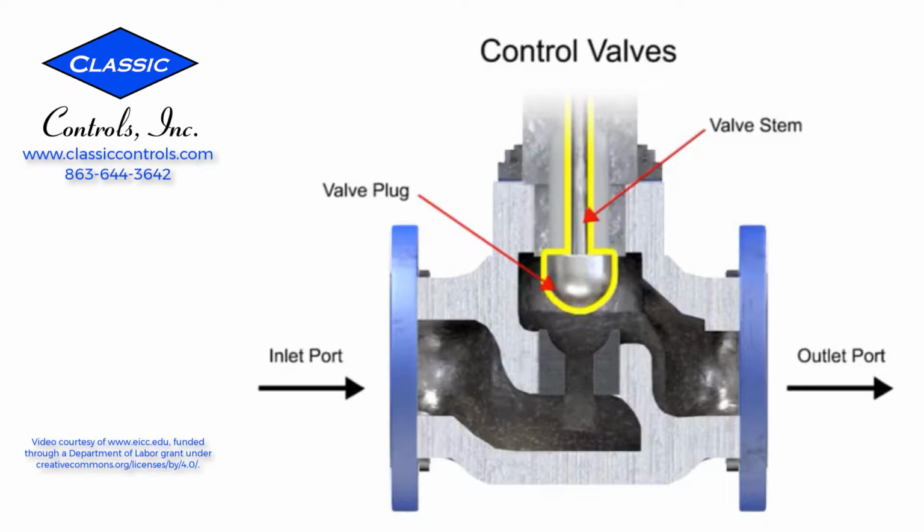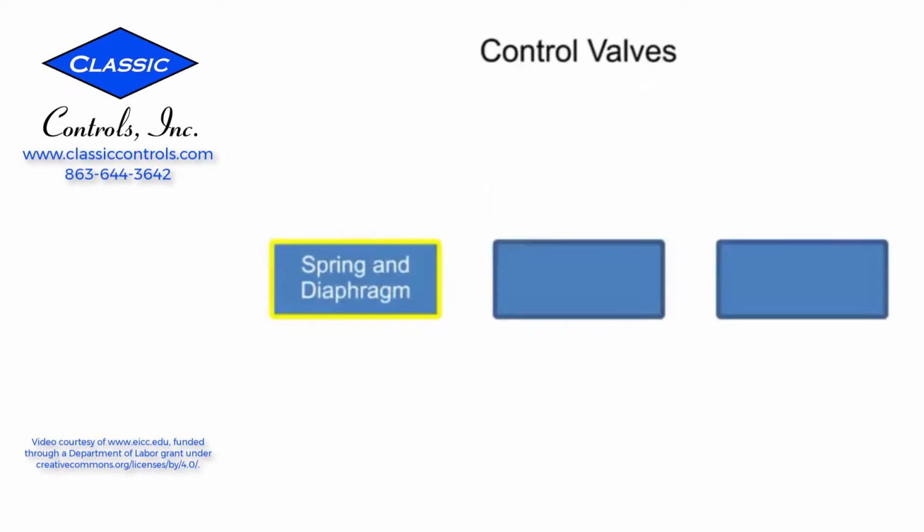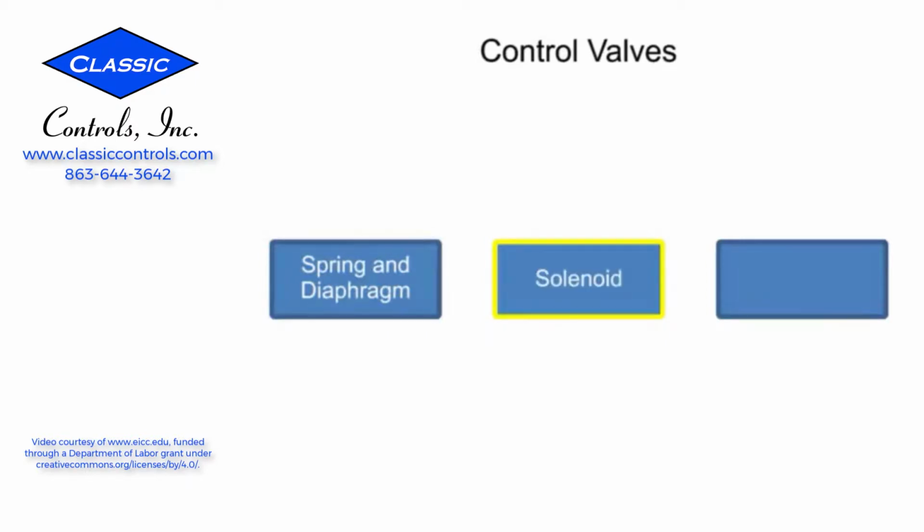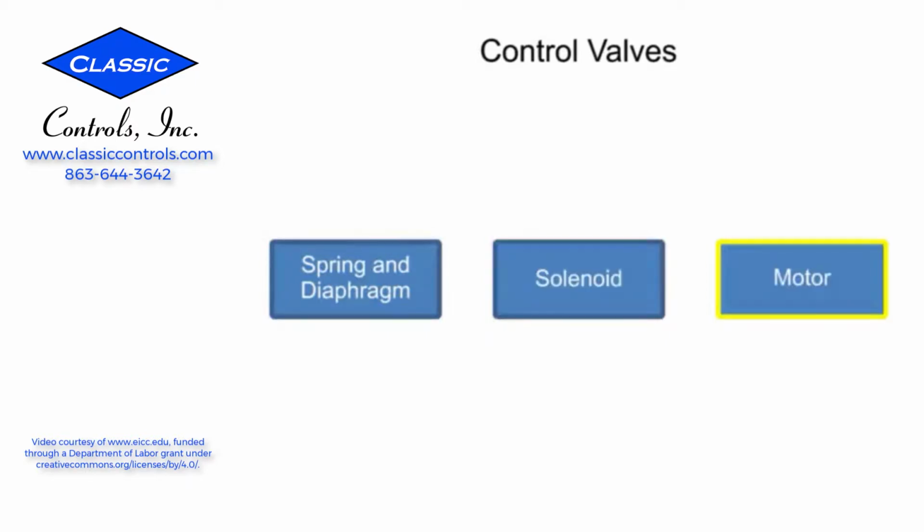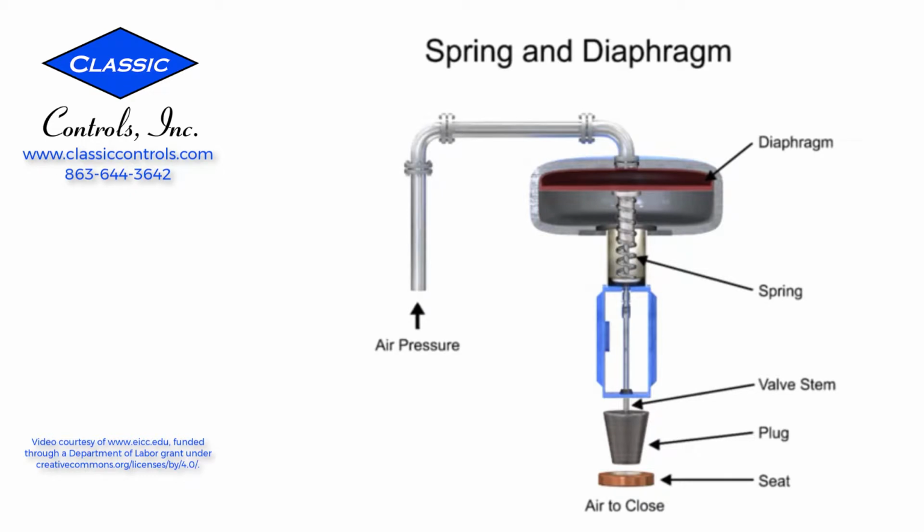The valve actuator is the component that physically moves the restrictor to vary the fluid flow. Three actuator types are used in control valves, and they include spring and diaphragm, solenoid, and motor. As the name suggests, the spring and diaphragm actuator uses a spring and a diaphragm to move the valve stem and plug.